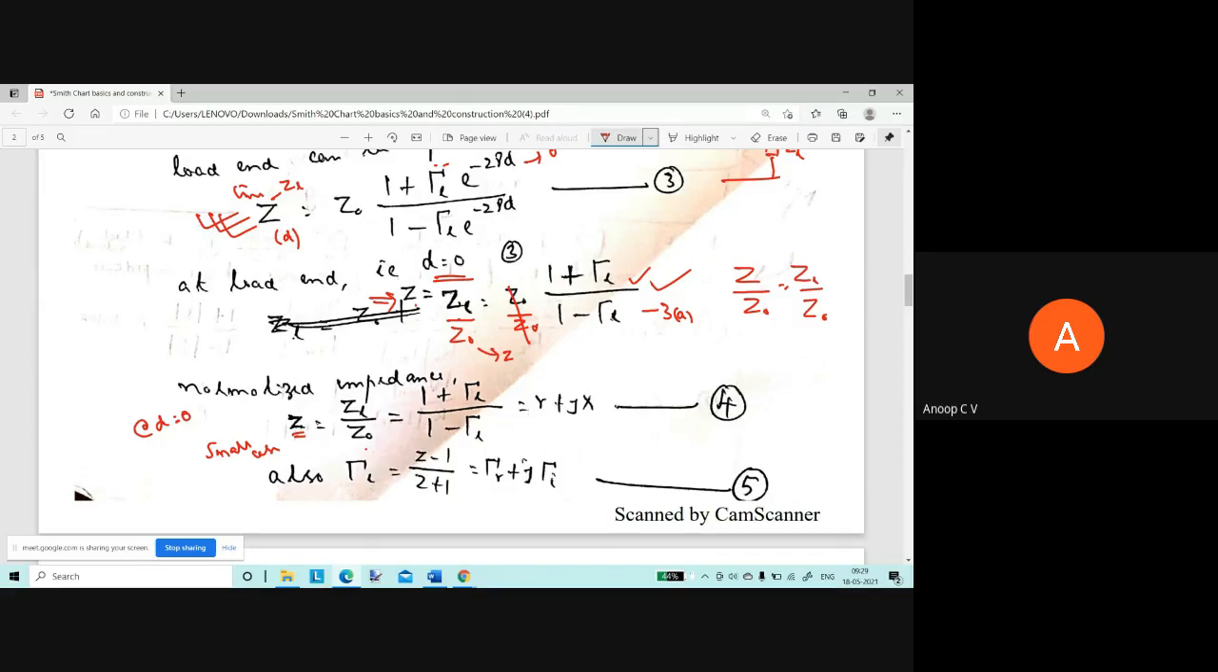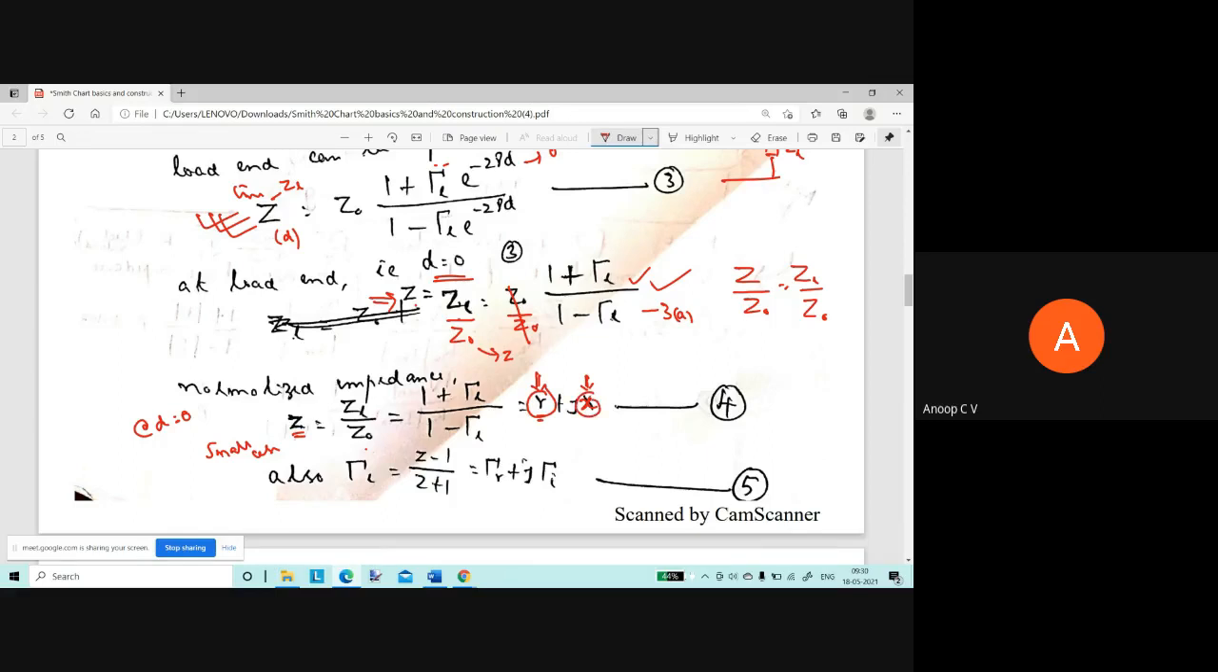And as it is a complex number, it will have a real part and an imaginary part. So it is r plus jx. It should be small x. This real part is the normalized resistance and the imaginary part is the normalized reactance. So in the Smith chart, we have two sets of circles. One is the constant r circle, the constant normalized resistance circle, and the other is the constant normalized reactance circle.